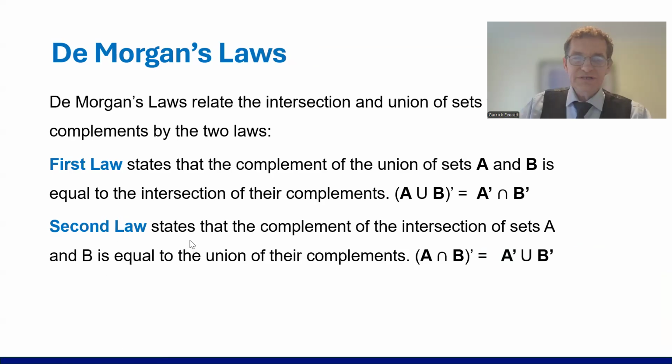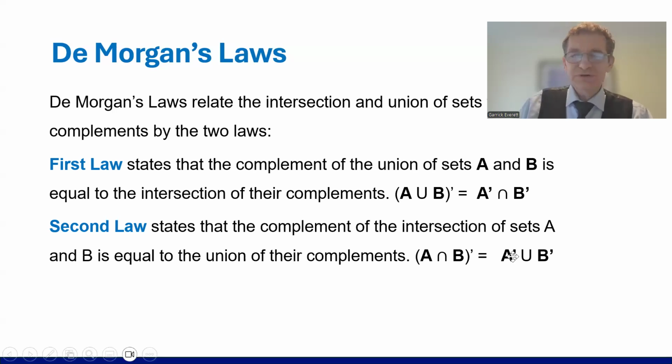Second law is that the complement of the intersection of sets A and B is equal to the union of their complements. So the complement of A intersection B equals A complement union B complement. Okay, hopefully that sinks in. If it doesn't, this will help.